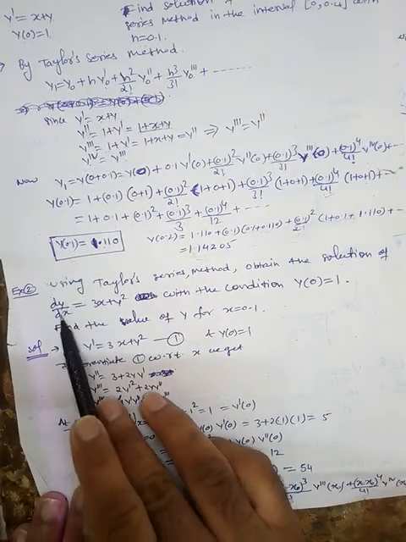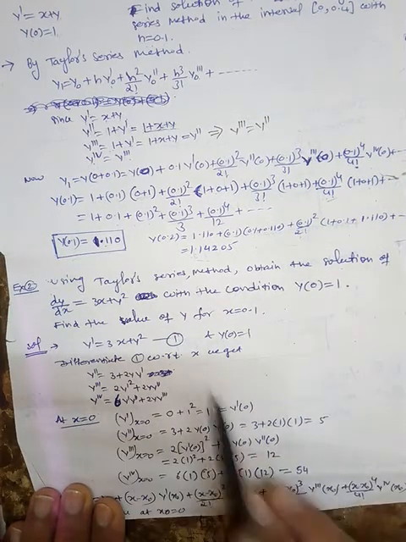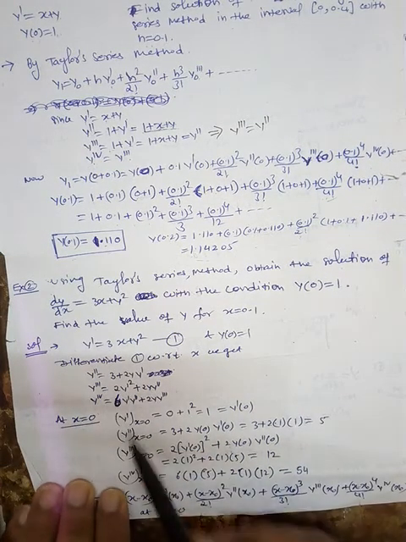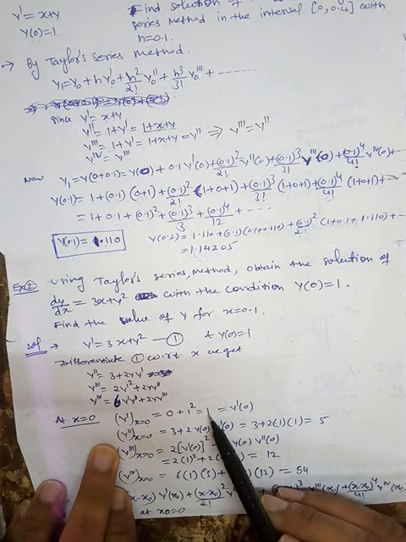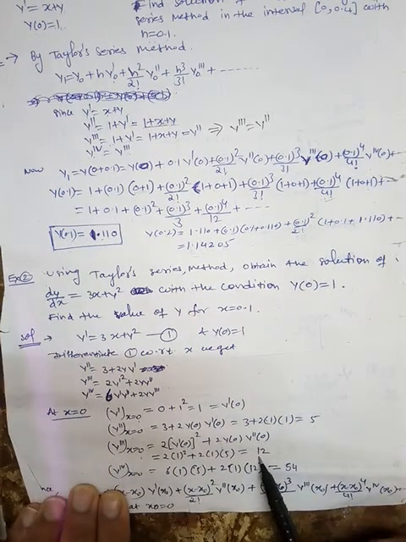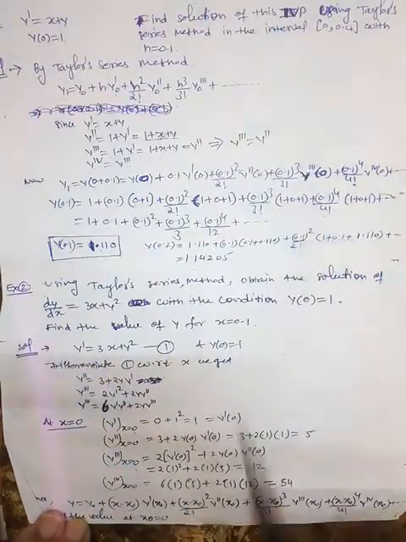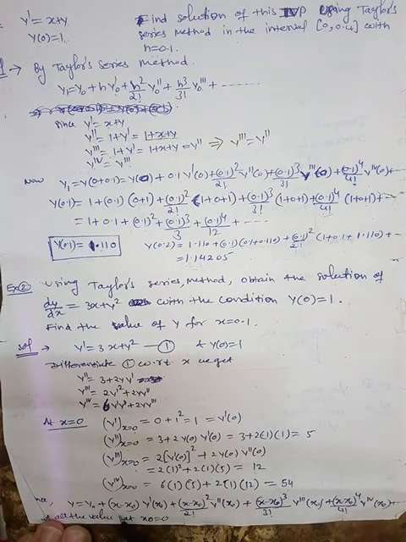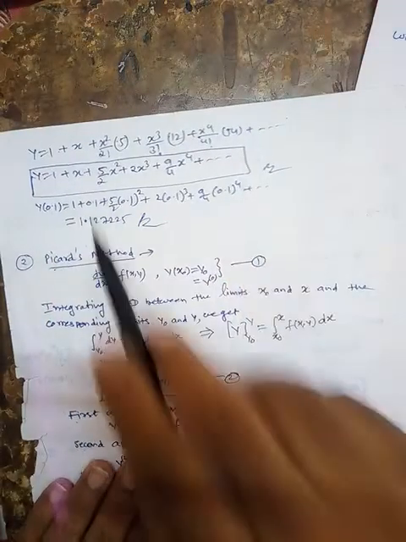Similarly, we have another example, example number 2. Here we have dy by dx is 3x plus y square with condition y at 0 is 1. So here first we have differentiated this, and then we will use the value at 0 to find out the first derivative at 0, which is 1, the second derivative at 0, which is 5, the third derivative at 0, which is 12, and the fourth derivative at 0, which is 54. And then we will use this formula, y equal to y naught plus x minus x naught y dash x naught, and put x naught is 0. Then finally we will get this series.